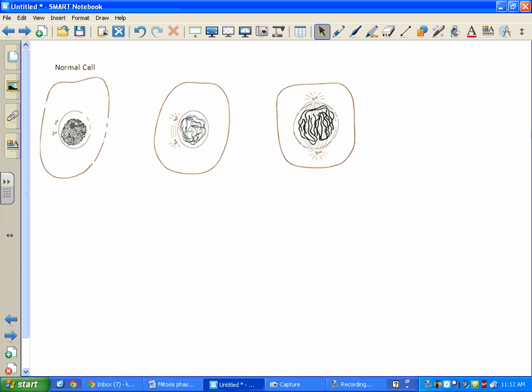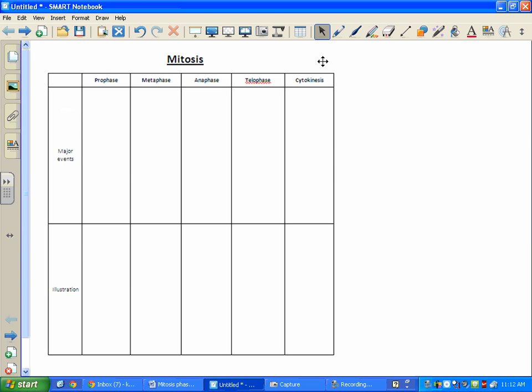So we are looking at the phases of mitosis, the illustration of each, and the major events. The first thing you should be looking at is this part of your notes. As I'm going, you can draw the pictures first, and then we'll add in the major events up here. So we'll be doing these in order.